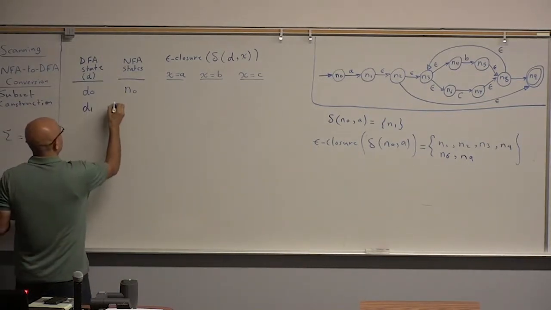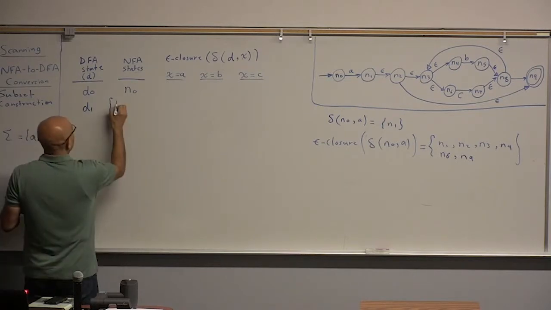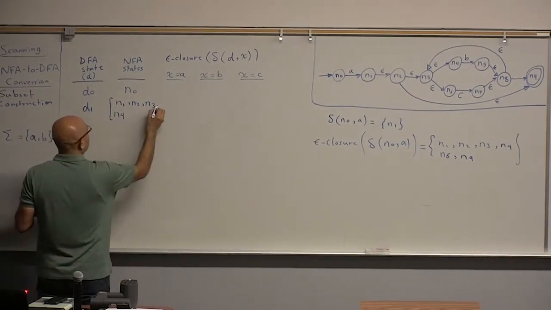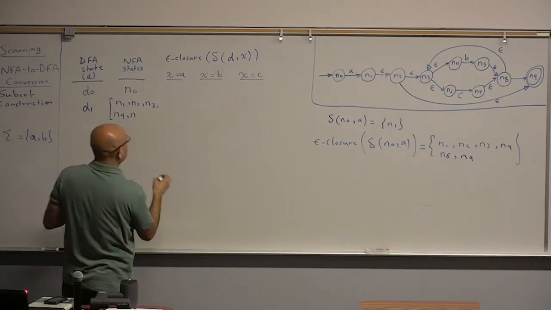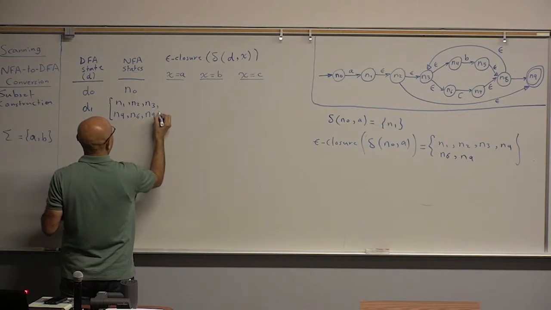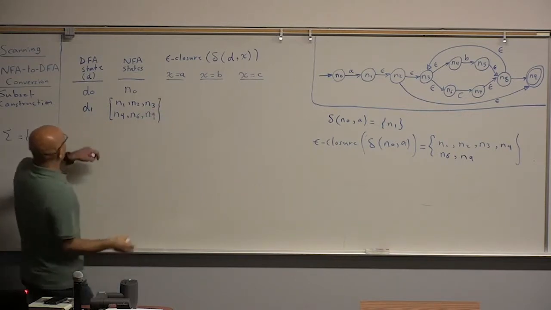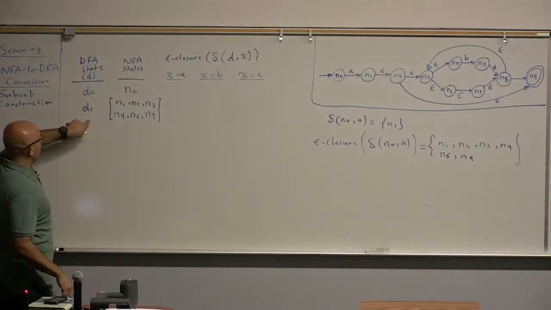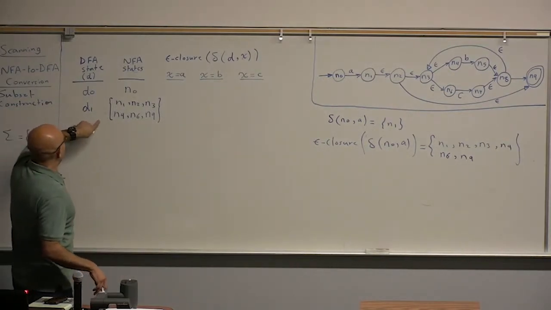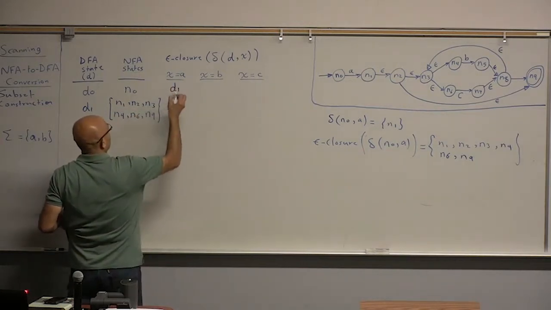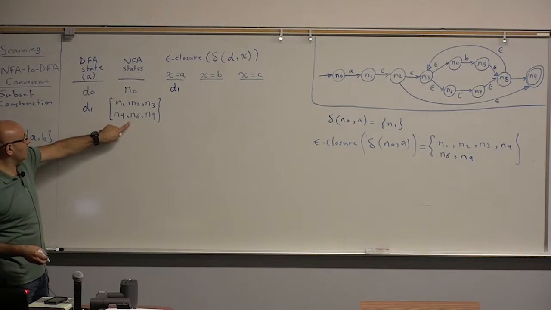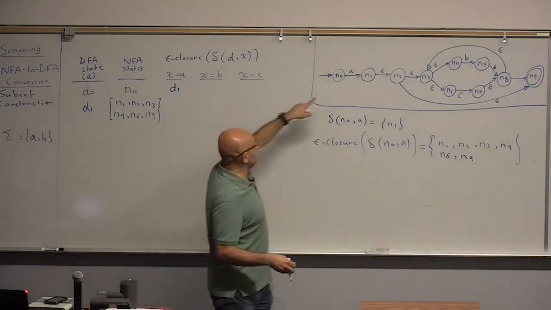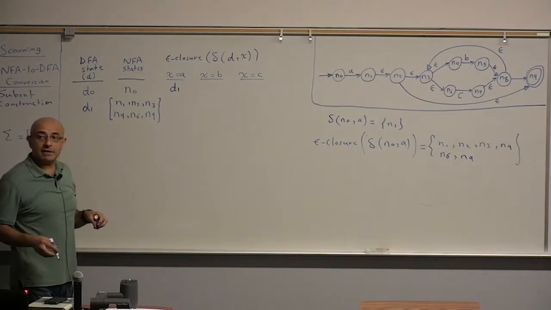And our D1 is this set of states: N1, N2, N3, N4, N6, and N9. So we have discovered this set of NFA states. We called it D1, and it's just a new state that we have discovered. Now our transition here on A is going to be D1. I could have written this whole thing, but now that we named it D1, I will just call it D1.